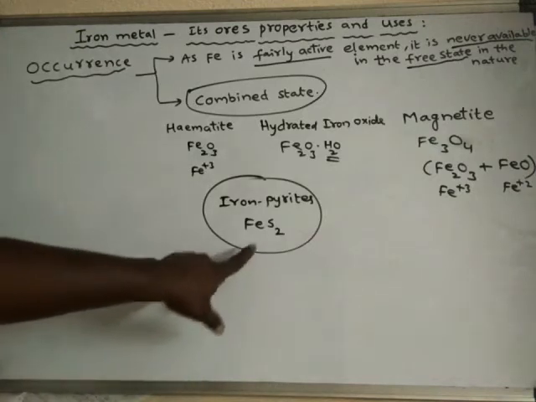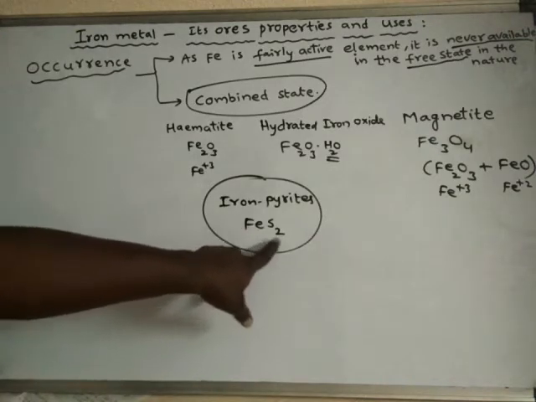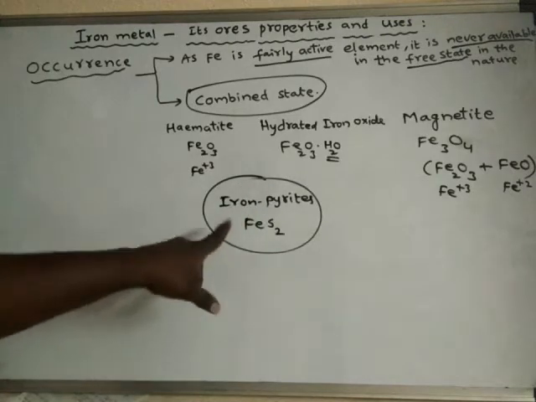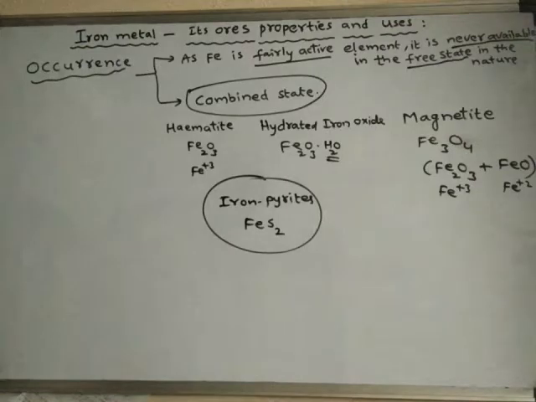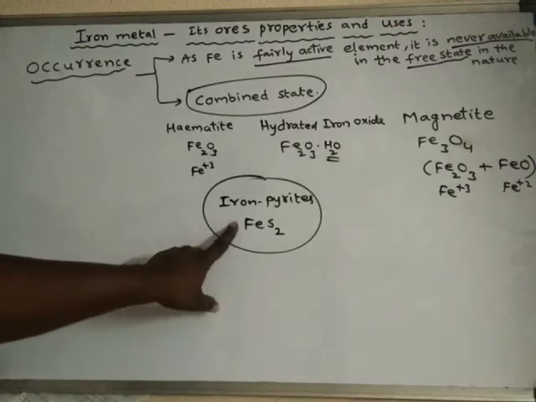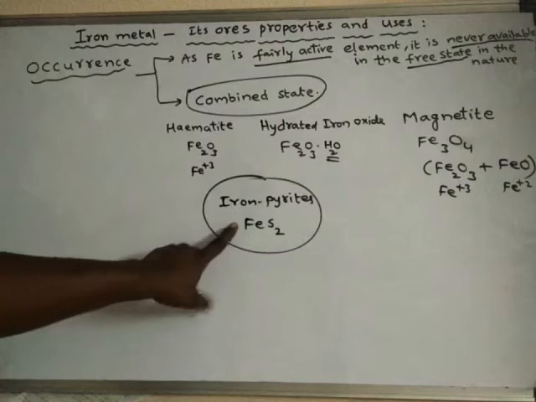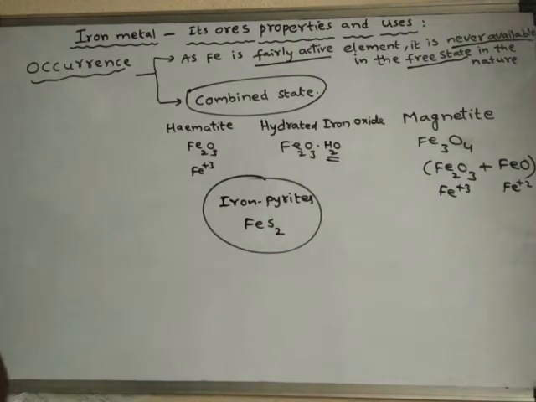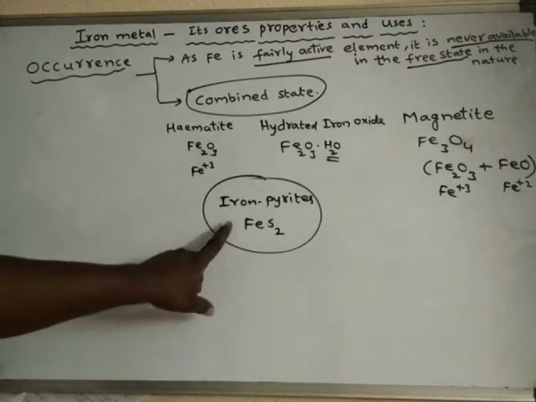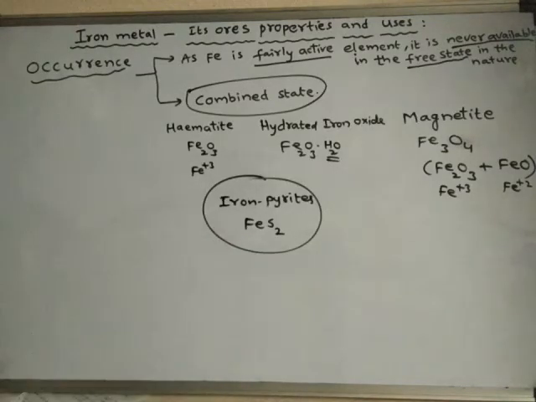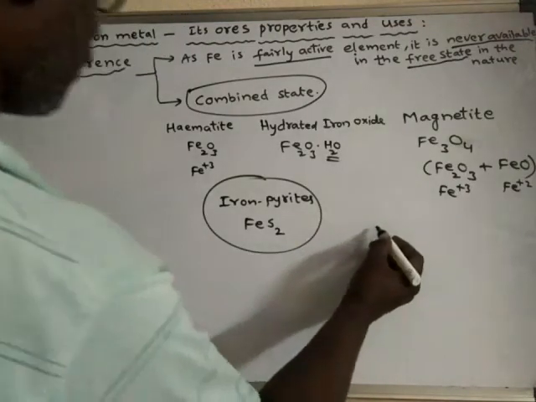And one more thing. If you extract iron from iron pyrites, it will cause more environmental pollution. So less preference is given to this ore, particularly because it releases so many pollutants into the atmosphere and pollutes the environment. The next is spathic iron.